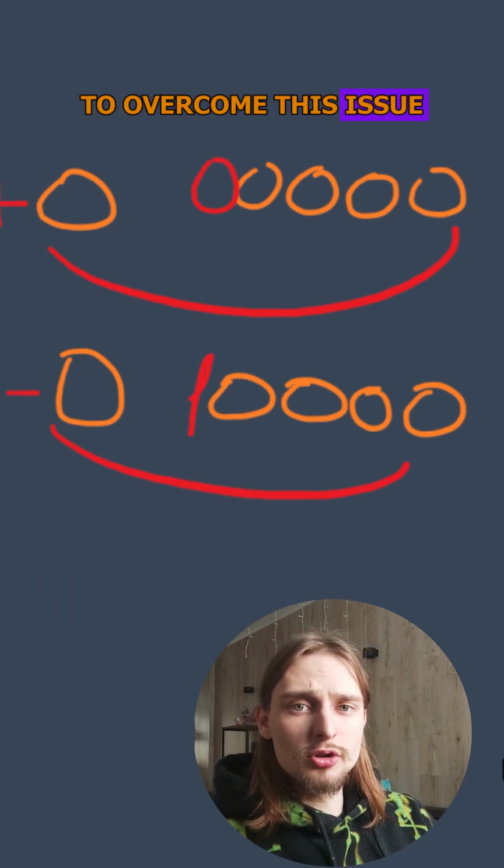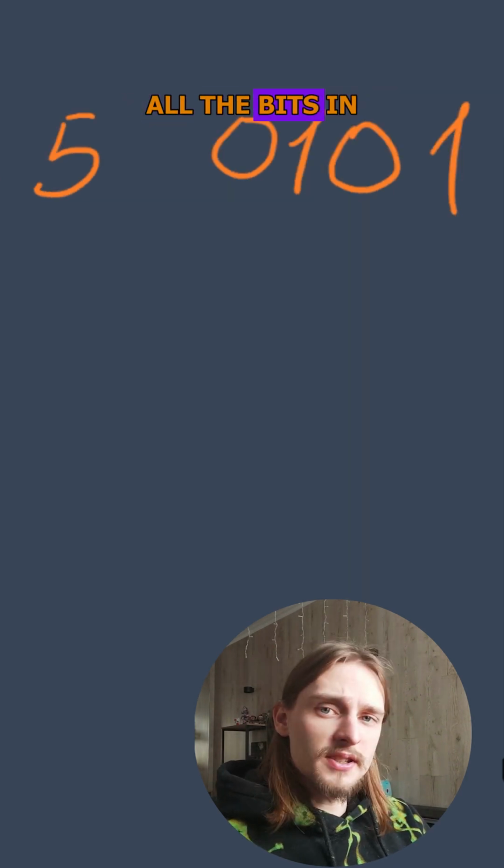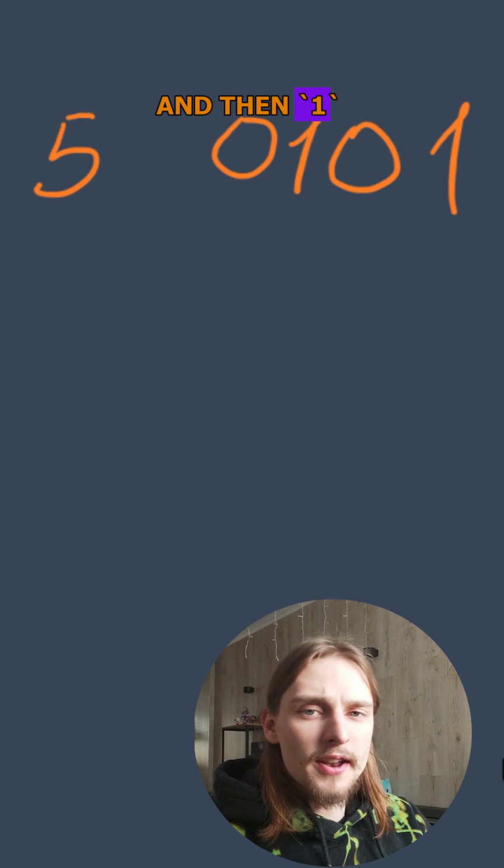To overcome this issue, programming languages utilize a technique called 2's complement. In this system, all the bits in the number are inverted and then 1 is added to the result.